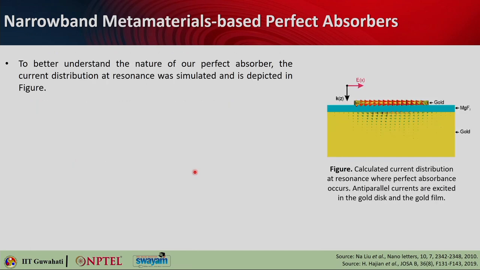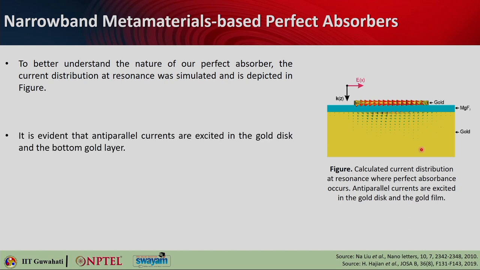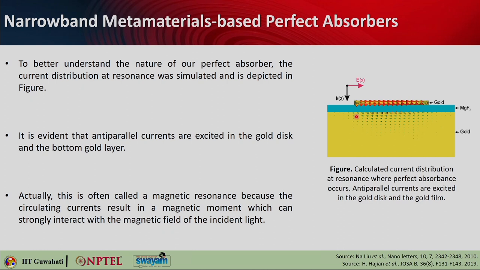Now to better understand what is happening in this particular perfect absorber, we should look into the current distribution at resonance which was simulated, and this is the figure that shows that, okay. Here you can see that there is an anti-parallel current distribution in the gold disk and the bottom gold layer. Here it goes like this and here it is like this. You can think of a circulating current, which can be thought of as a magnetic resonance, and this current results in a magnetic moment which strongly interacts with the magnetic field of the incident light.